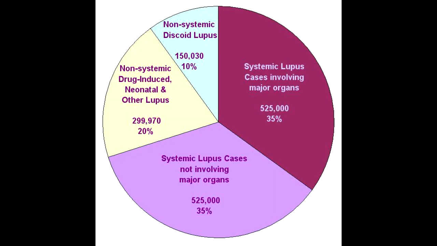Approximately 10% of people who have cutaneous lupus will develop systemic lupus. However, it is likely that these people already had systemic lupus, with the skin rash as their main symptom.